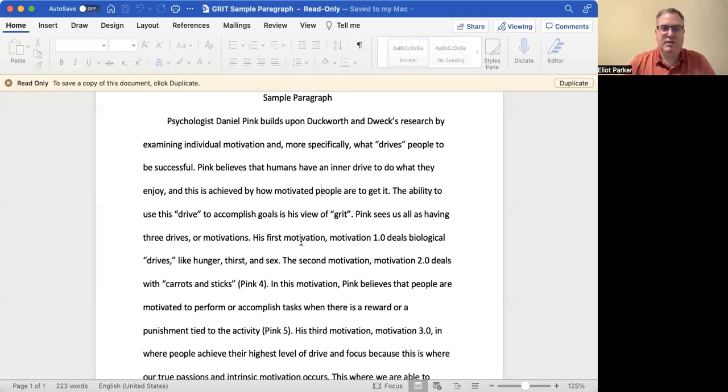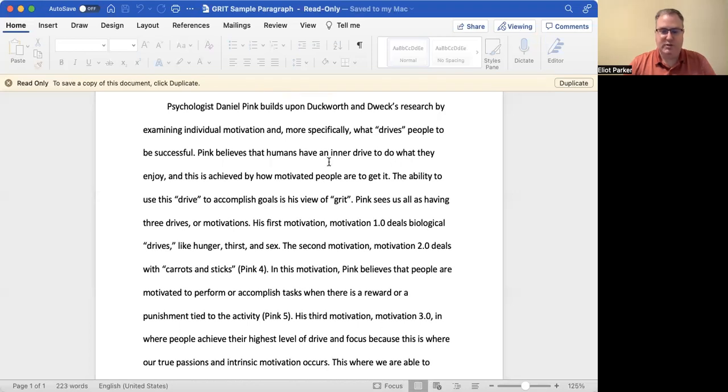It says, psychologist Daniel Pink builds upon Duckworth and Dweck's research by examining individual motivation and, more specifically, what drives people to be successful. Pink believes that humans have an inner drive to do what they enjoy, and this is achieved by how motivated people are to get it. The ability to use this drive to accomplish his goals is his view of grit. Pink sees all of us as having three drives or motivations. His first motivation, motivation 1.0, deals with biological drives like hunger, thirst, and sex.